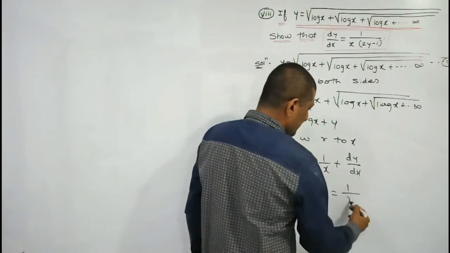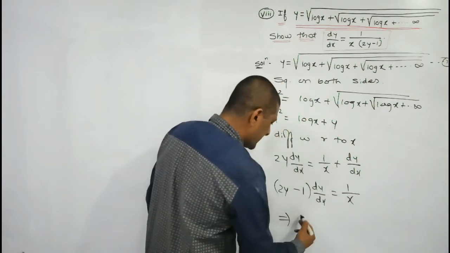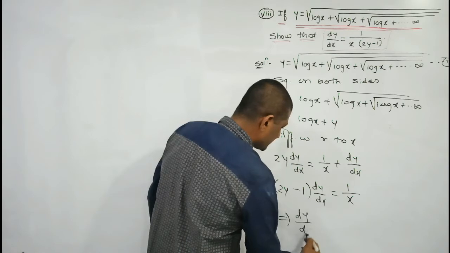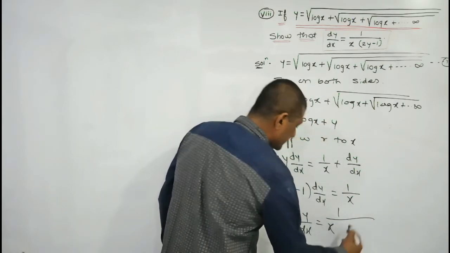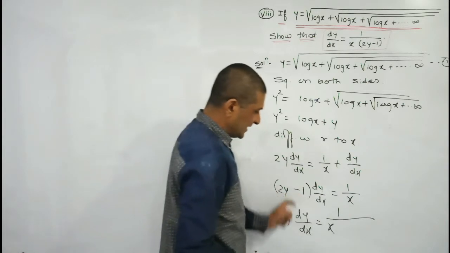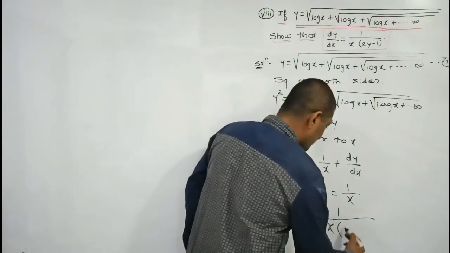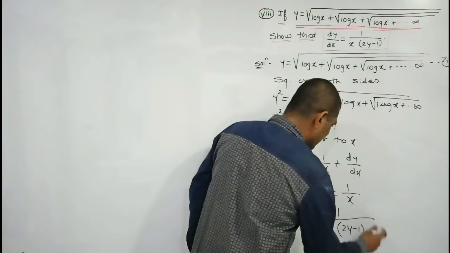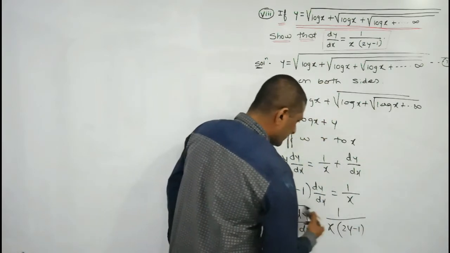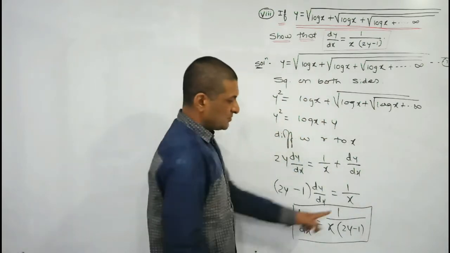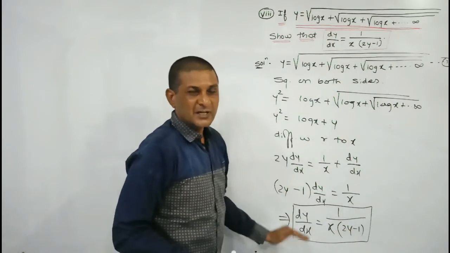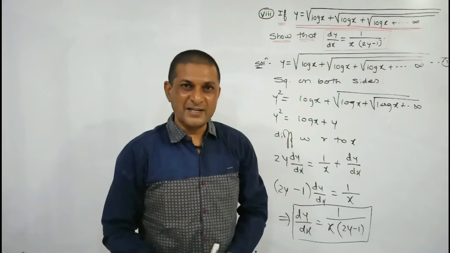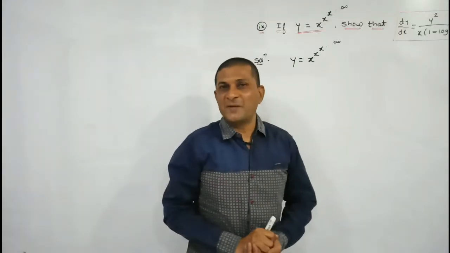On this side 1 upon x, keep it as it is, which implies that dy upon dx will be equal to, in the numerator 1 keep it as it is, in the denominator x as it is. This term will get divided on this side, meaning in the denominator we will get 2y minus 1. Check that, is it our required value of dy by dx? So yes, 1 upon x into 2y minus 1 will be our required value of dy by dx. Now see example number 9.